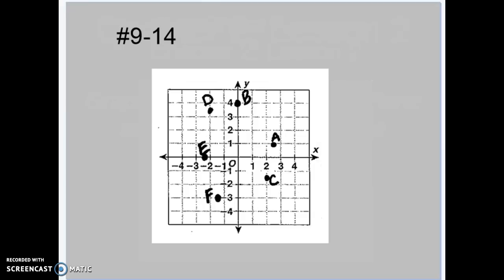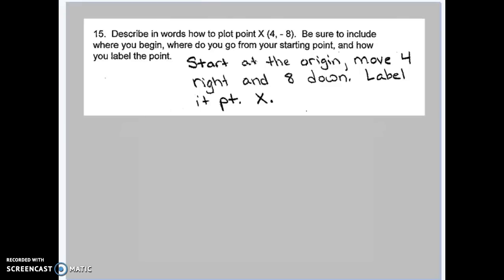The next section of your work was to plot points. They gave you the ordered pairs, and you had to plot the points. So go ahead and pause this right now. Check your points for 9 through 14 on the answer key here and see how you did there. And then on 15, describe in words how you would get to point X, which is at 4, -8.